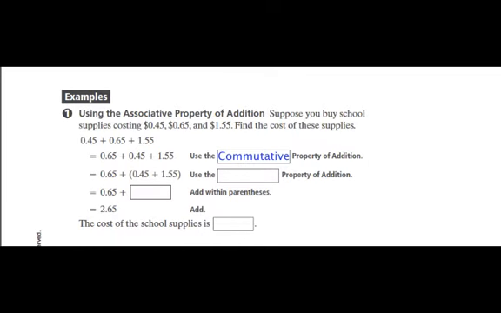If we have our problem as 45 cents plus 65 cents plus $1.55, we can use the commutative property to rearrange 65 cents and 45 cents. Then we can use the associative property of addition to group together $1.55 and 45 cents. 45 cents plus $1.55 is $2. Now we can very easily in our head add $2 to 65 cents to get a total cost for the school supplies of $2.65.